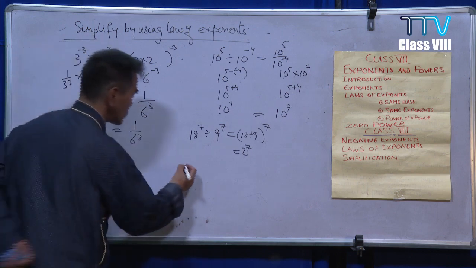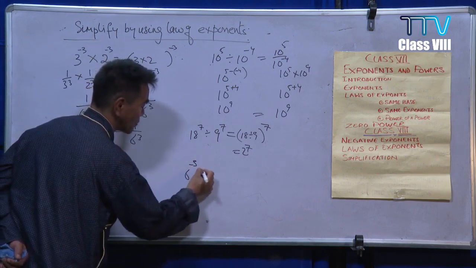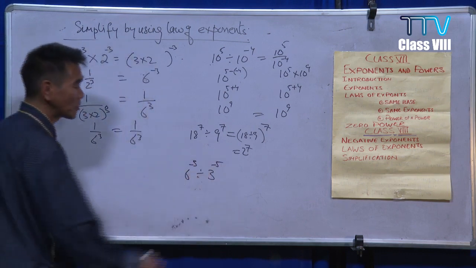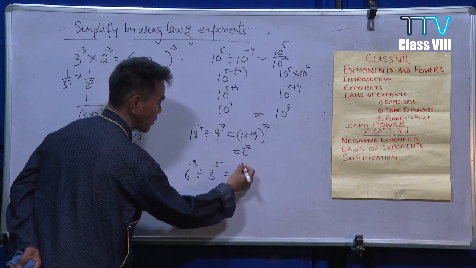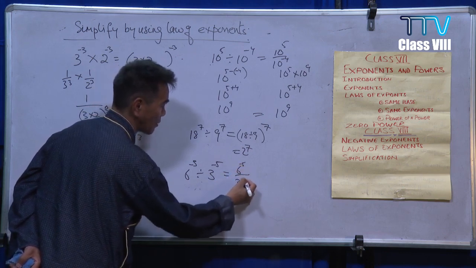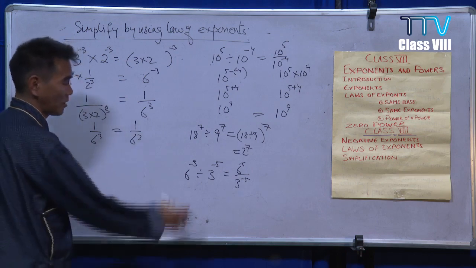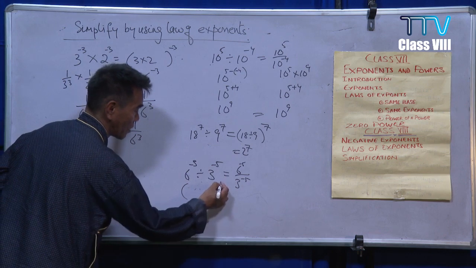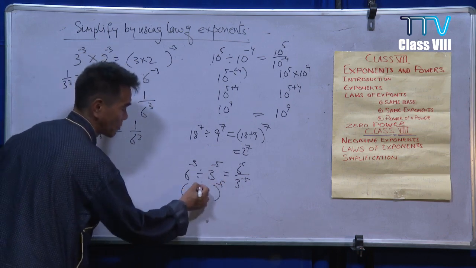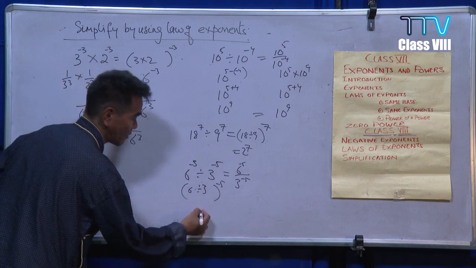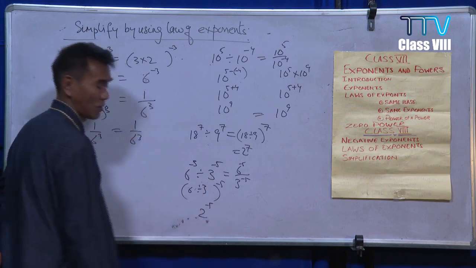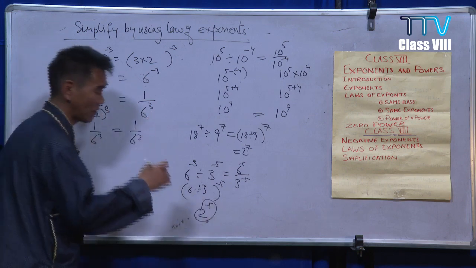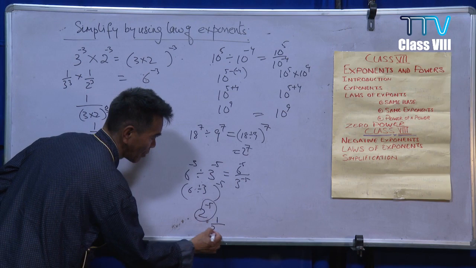6 to the power negative 5 divided by 3 to the power negative 5. In division, the base log power. Common power, bases need to divide. 6 divided by 3, we get 2. The power negative 5, so 2 to the power negative 5.